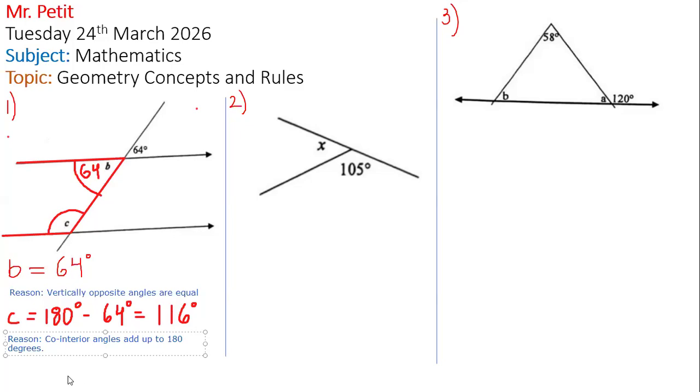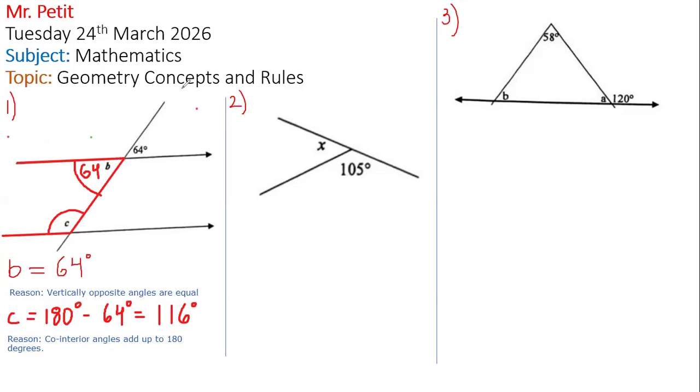Okay, so basically the idea is this. B is 64 degrees. Why? Because these two angles are equal, and they are what? Vertically opposite. Yeah, vertically opposite. And vertically opposite angles are equal. And then C, why is C equal to 116? How do we get that? Because they are co-interior and add up to 180 degrees.